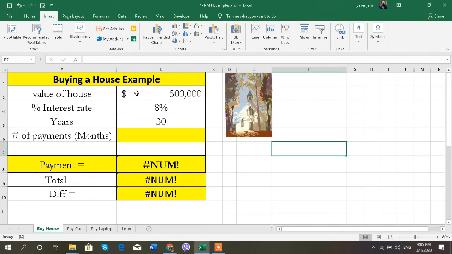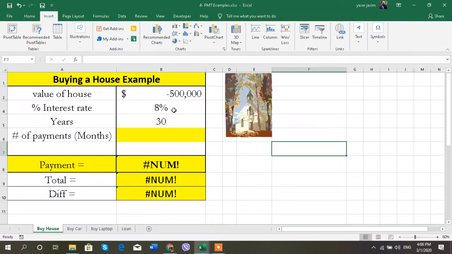So here I'm going to tell you that the value of a house that I want to buy is $500,000. If you're going to pay it in cash, there will be no problem. You don't need to calculate the payment, just pay the $500,000 and that's it. But if we don't have this money, we need to go for a loan. And this loan is going to be from a bank or another source of money payments, funding.